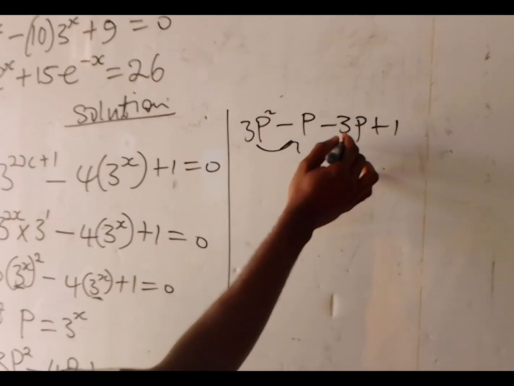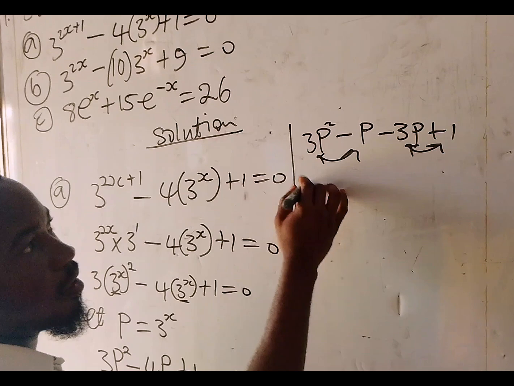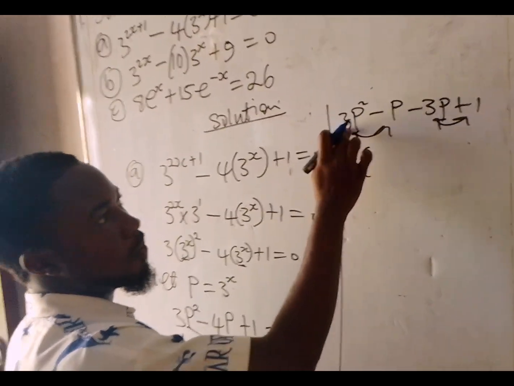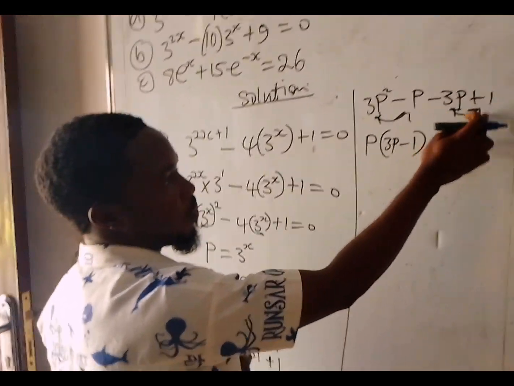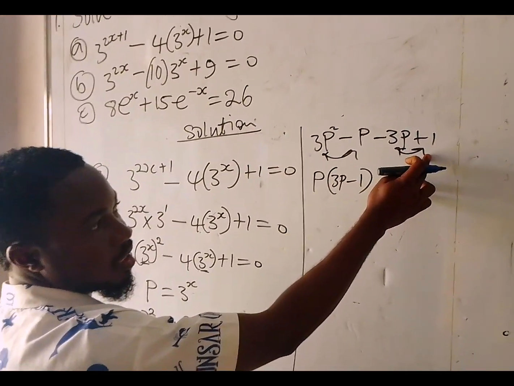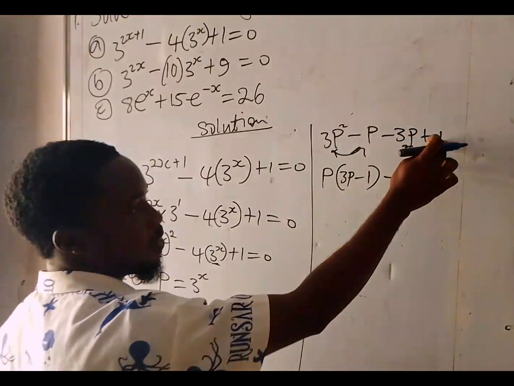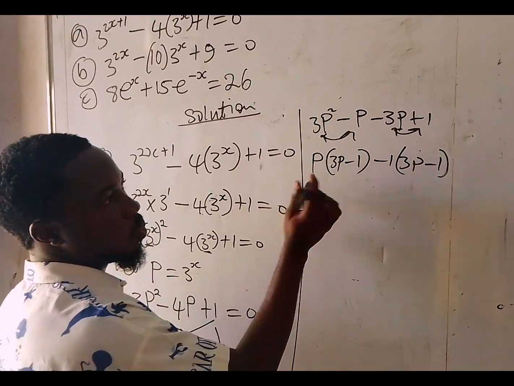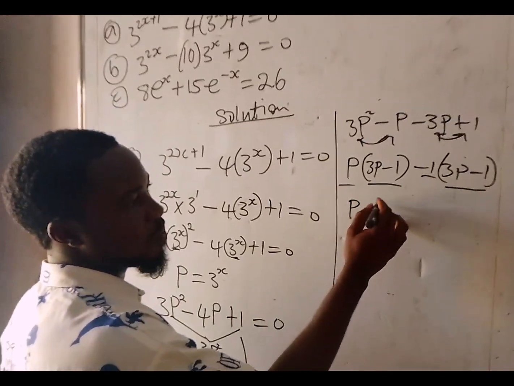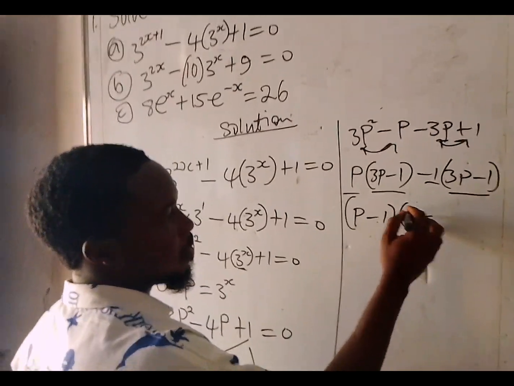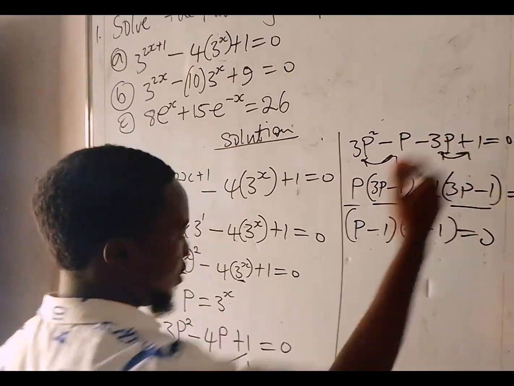So let's pick this and this, we factor them. So what is common here? P. P into, p here we have what? 3p minus p here we have 1. What is common here? A negative 1, right? Minus 1 into, minus 1 here we have 3p, minus 1 here we have minus 1. So this is same thing, the brackets are the same, so we'll pick what is outside. This is p minus 1, 3p minus 1 equal to 0.